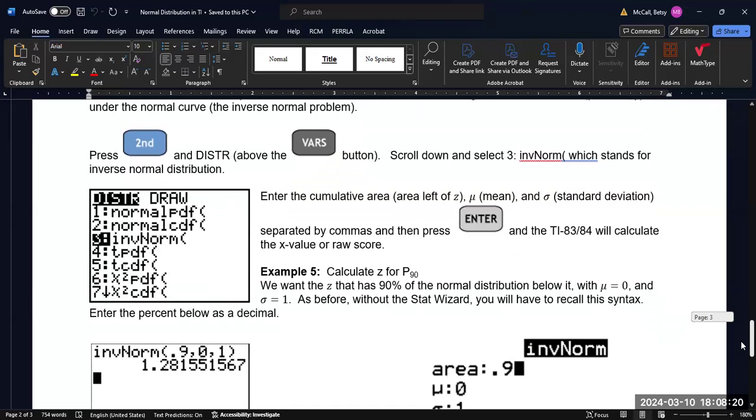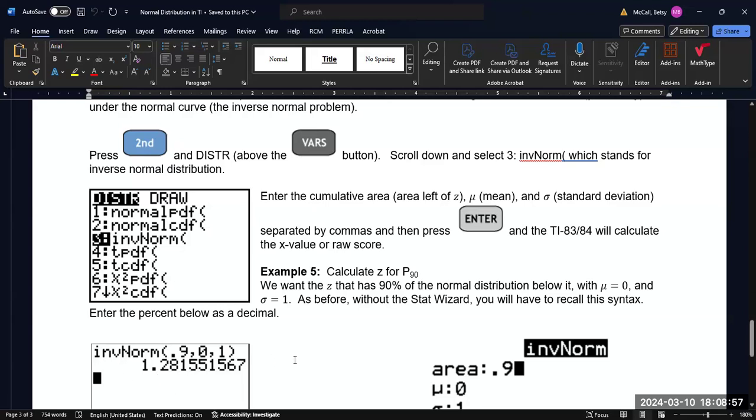So this inverse function can also be found in the distribution menu. So again, select second vars to get to the distribution menu, and then inverse norm is right below that, which is number 3. Enter the cumulative area, and then again, the percentage, the percentile score below that, the accumulated area, and then the mean and the standard deviation. Typically, if you don't specify the mean and the standard deviation, it will assume 0 and 1.